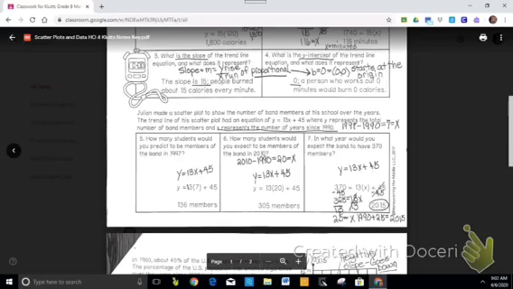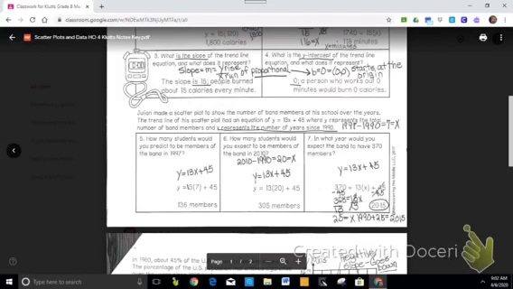Let's look at another example of how we can use our trend line to answer questions. Julian made a scatter plot to show the number of band members at his school over the years. The trend line of his scatter plot had an equation of y equals 13x plus 45, where y represents the total number of band members and x represents the number of years since 1990.